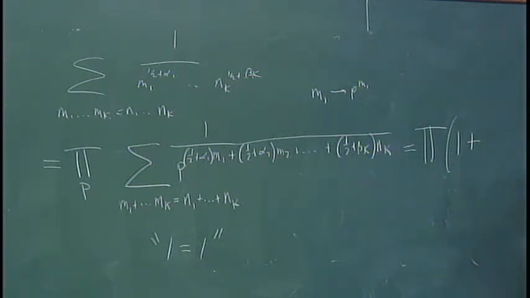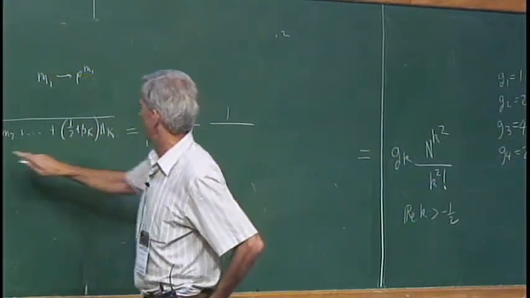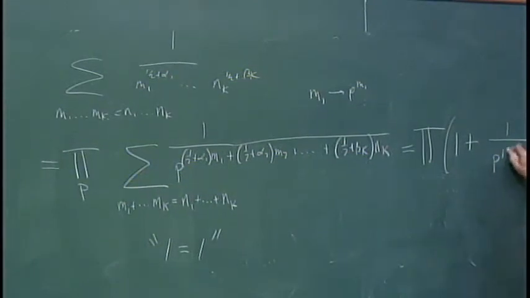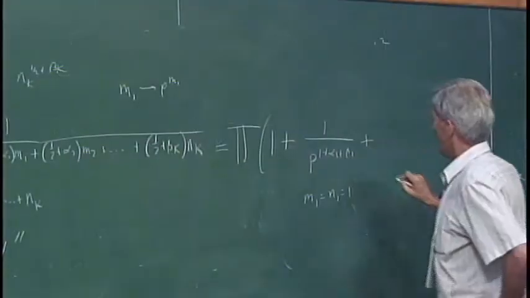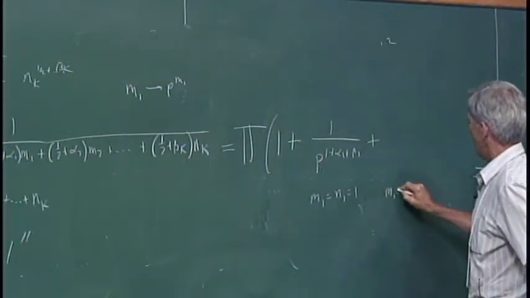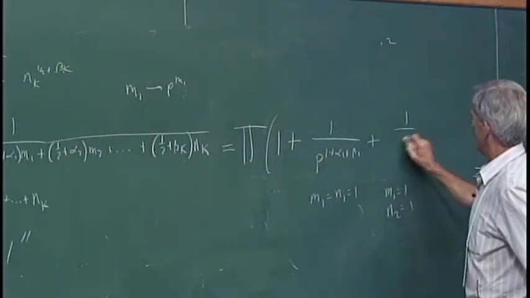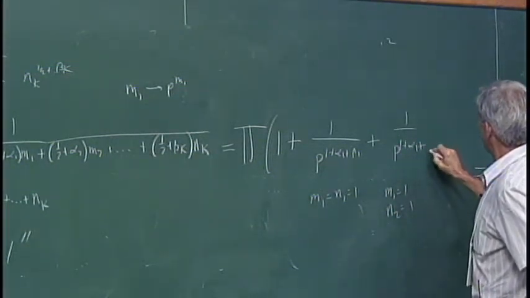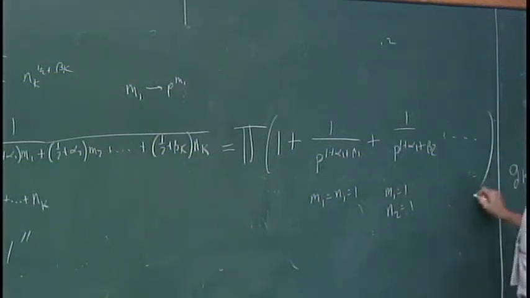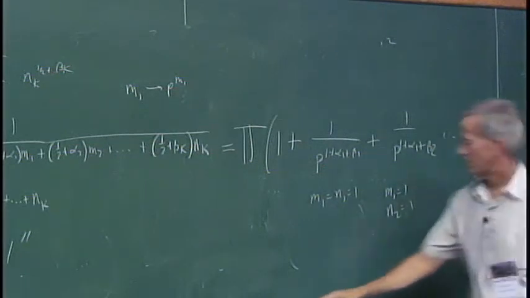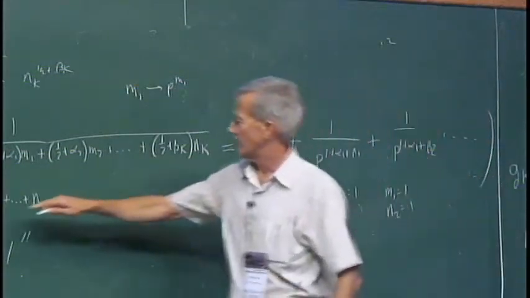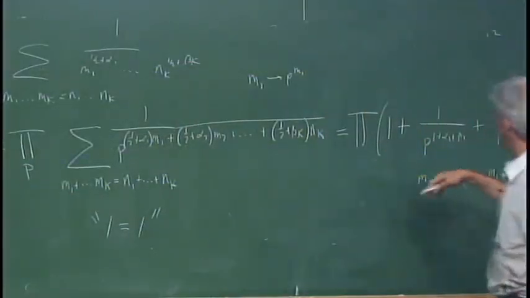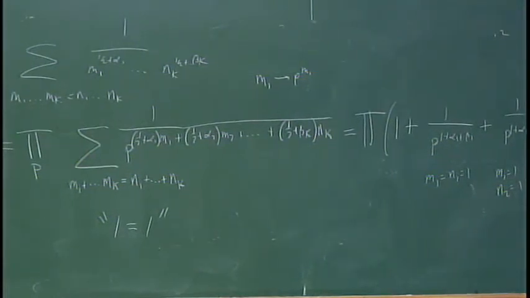And so if that happens, for example, if m1 is 1 and n1 is 1, we'll have 1 over p to the 1 plus alpha 1 plus beta 1. So that's m1 equals n1 equals 1. Or if m1 is 1 and n2 is 1, we'll have 1 over p to the 1 plus alpha 1 plus beta 2, and so on. And then if you're not in the 1 equals 1 situation, like 2 equals 2, you'll just have stuff that goes into the arithmetic factor.